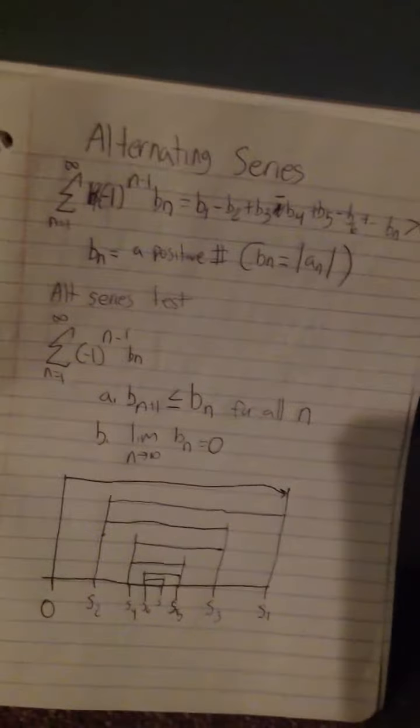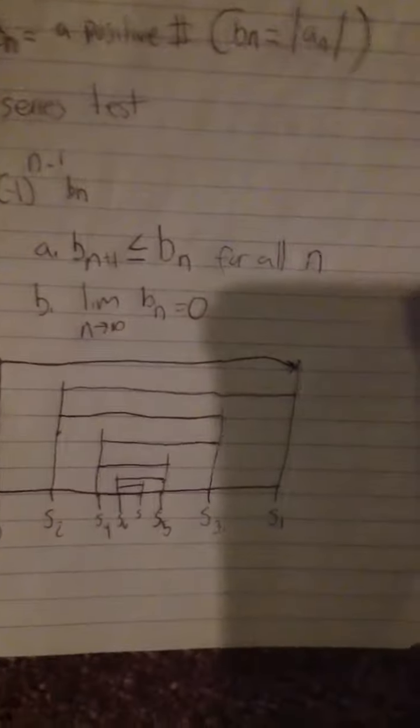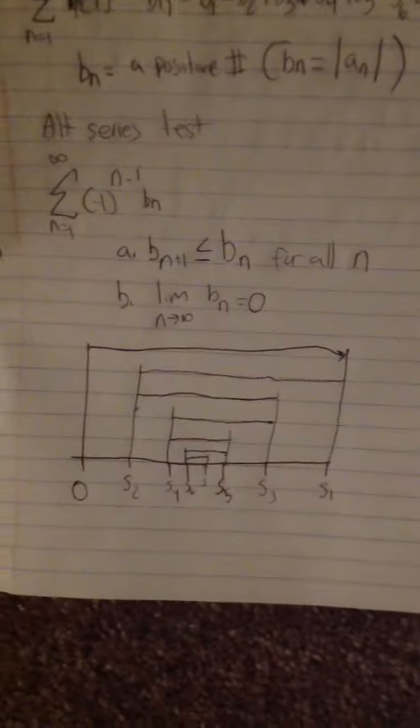When testing the alternating series for its convergence, we use the term -1 to the n minus 1 bn, and there are two conditions that have to be fulfilled. The first is bn plus 1 has to be less than or equal to bn for all n. Secondly, the limit as n goes to infinity of bn has to equal 0. If both conditions are fulfilled, then the alternating series is indeed convergent.